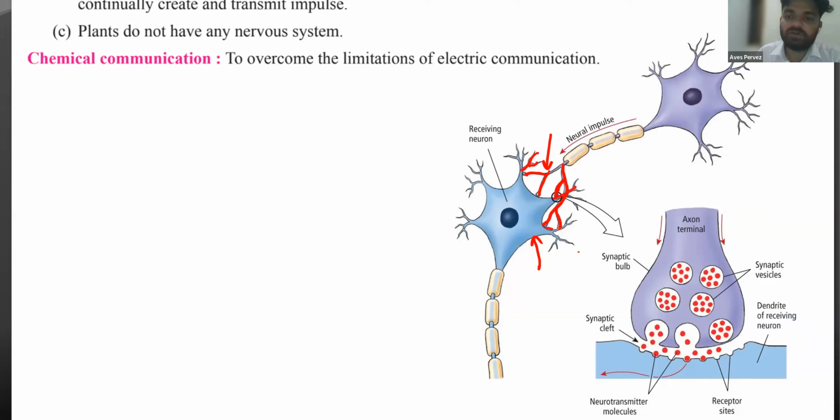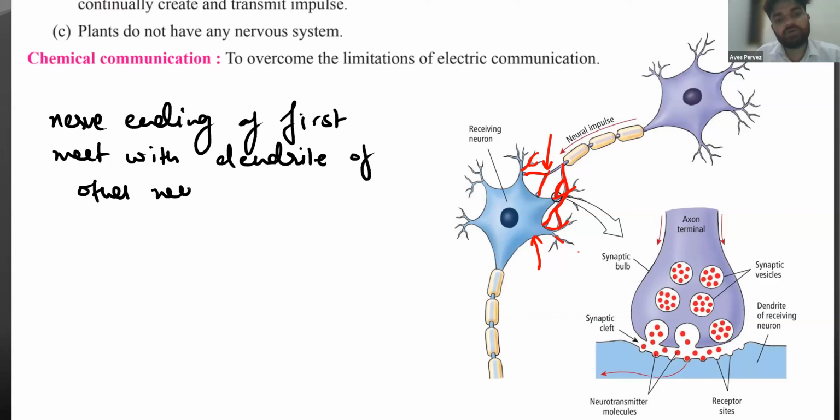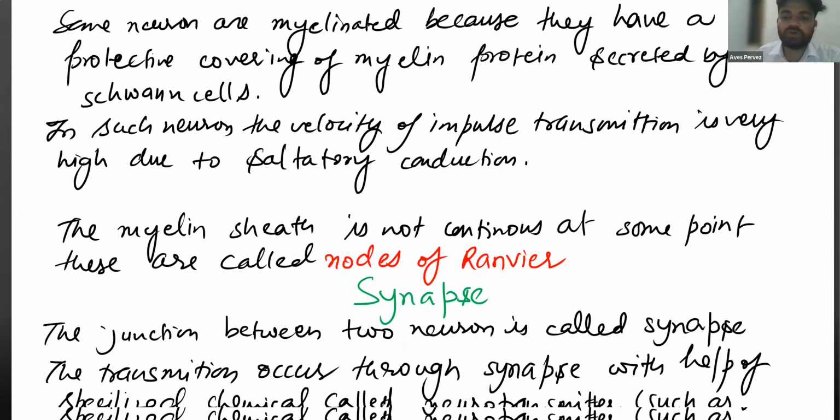Okay. Dendroids. So when the nerve ending of the first neuron meets with dendroids of the other neuron, that is called synapse. The synapse is formed. We can say that the junction between two neurons is called synapse.